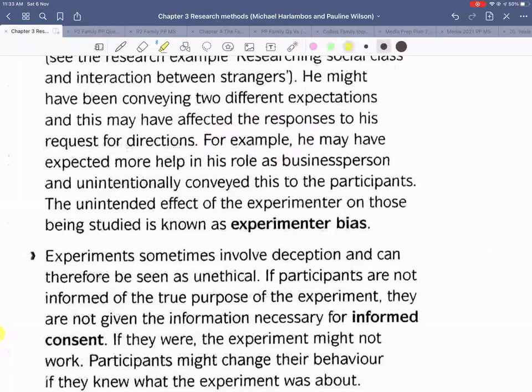The unintended effect of the experimenter on those being studied is known as experimenter bias. Now, what is experimenter bias? It could have to do with his, like I said, his personality, demographic characteristics.